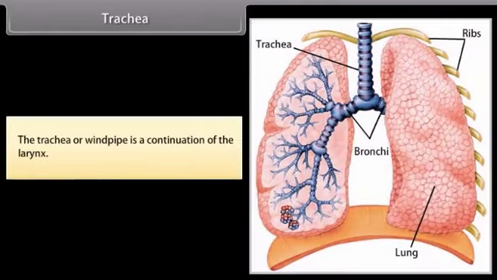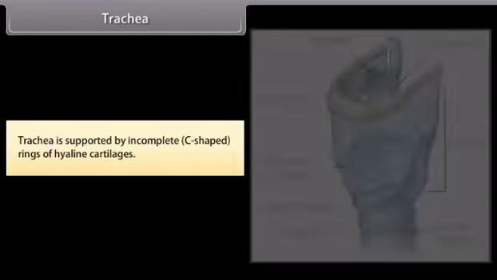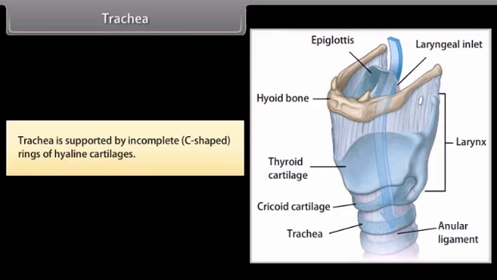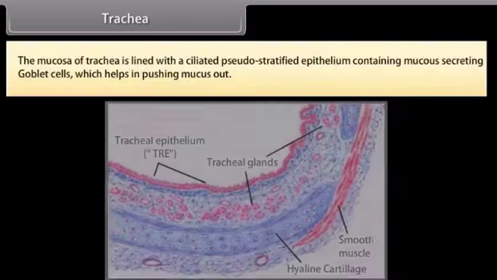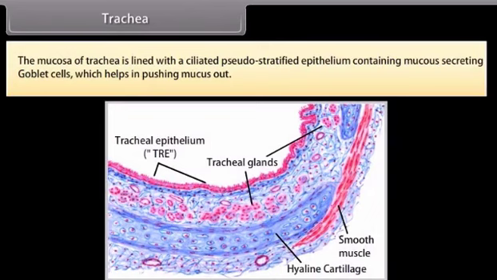Trachea. The trachea or windpipe is a continuation of the larynx. Trachea is supported by incomplete C-shaped rings of hyaline cartilages. The mucosa of trachea is lined with a ciliated pseudostratified epithelium containing mucus-secreting goblet cells, which helps in pushing mucus out.